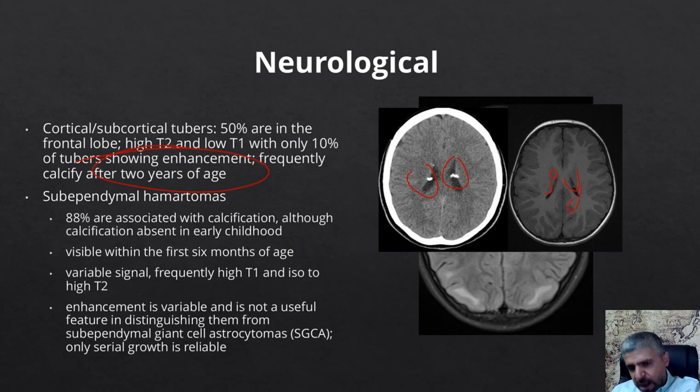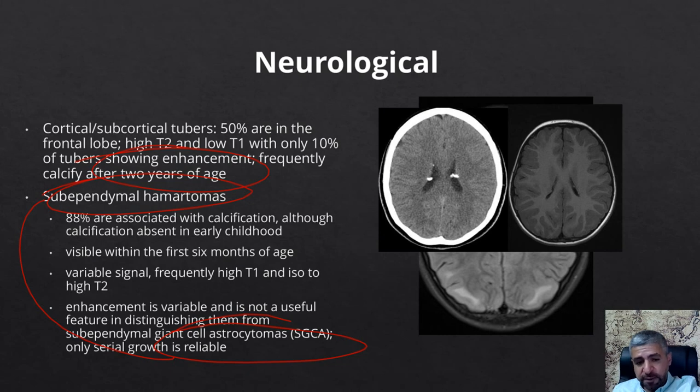As long as they are calcified, they have variable signal intensity. Usually they are hyperintense on T1 and iso- to hyperintense on T2 weighted image. Also here you have to know that the subependymal hamartomas have variable enhancement. Sometimes they enhance, sometimes they don't. Sometimes they show marked enhancement or faint enhancement. You can't use contrast enhancement to differentiate the subependymal hamartomas from the giant cell astrocytoma, which we will talk about in the next slide.